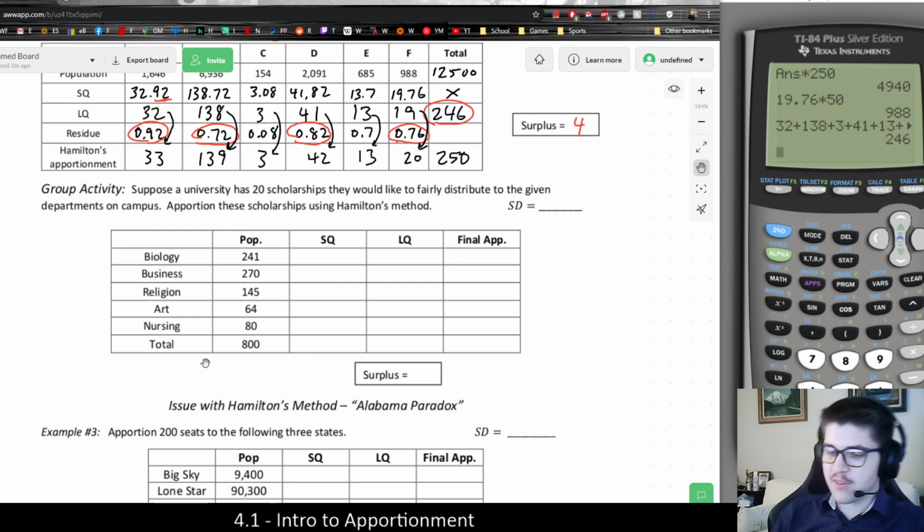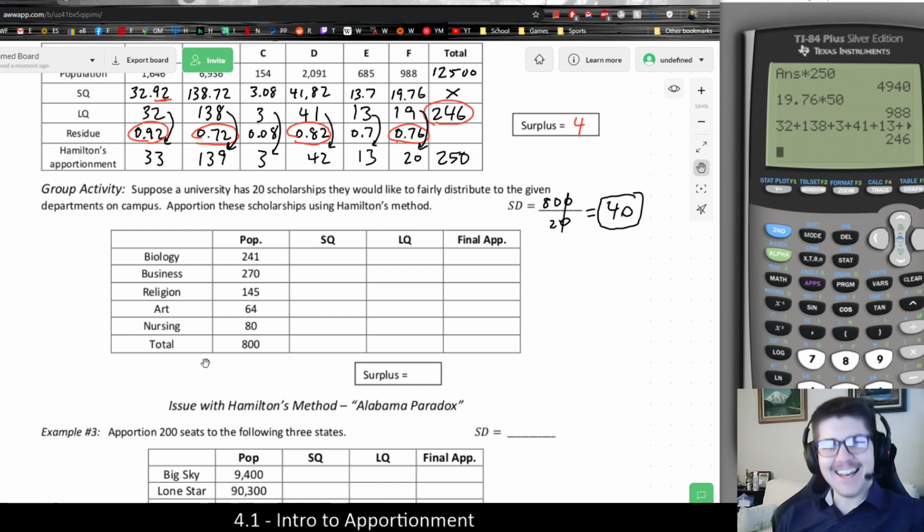So to begin with, standard divisor, as always, which is, in this case, we have 800 total students and 20 total scholarships. So the standard divisor would be just the ratio of total population divided by number of objects, which would be 40, because the 0 would cancel, and 80 over 2 is 40. So that's math I can do without my calculator, finally. But that would be our standard divisor.